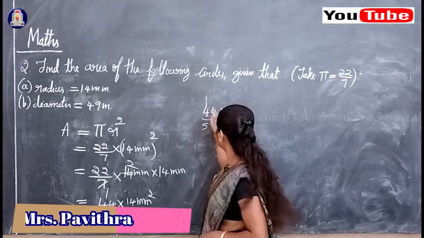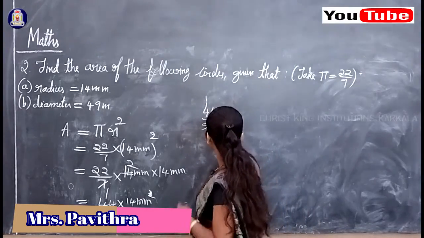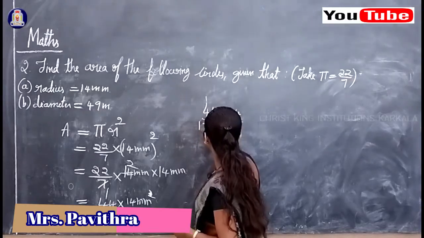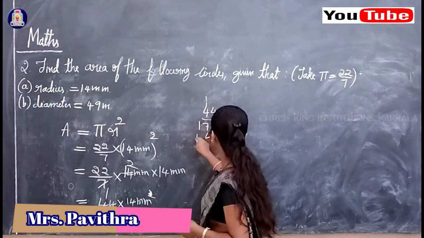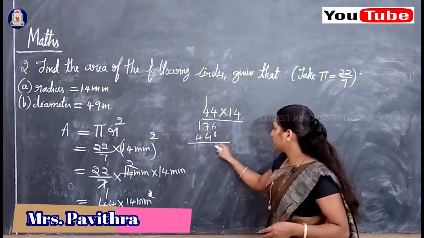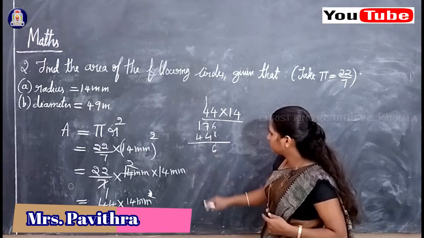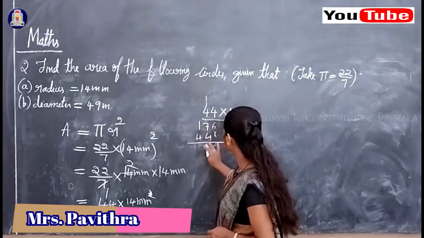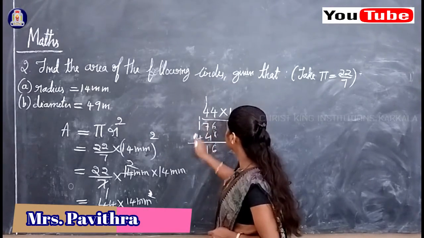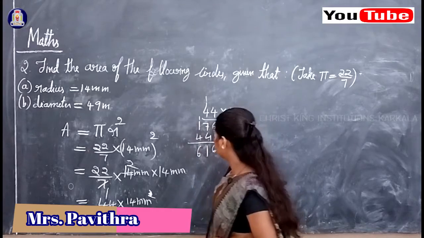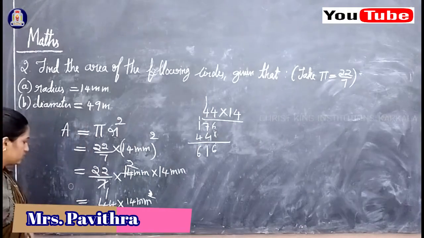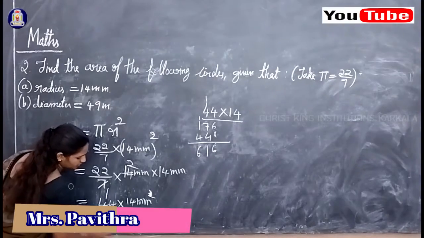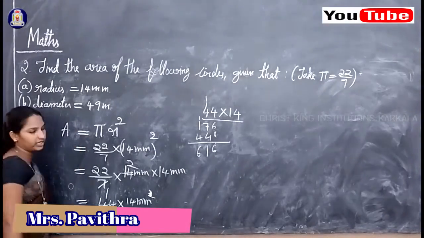4 4s are 16, 1 remaining, 4 5s are... 4 4s are 16 plus 1, 17. So now 4 1s are 4. Now write 6, 7 plus 4, how much? 11, 1 means 6, 16. Is it correct? So 616 millimeter square. So this is the area of the triangle.